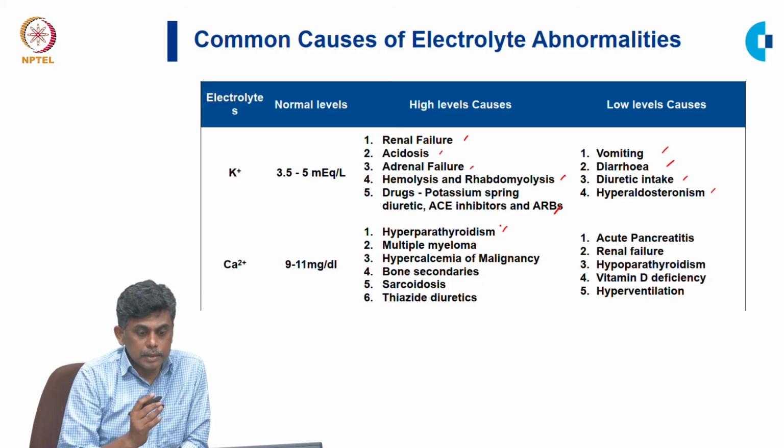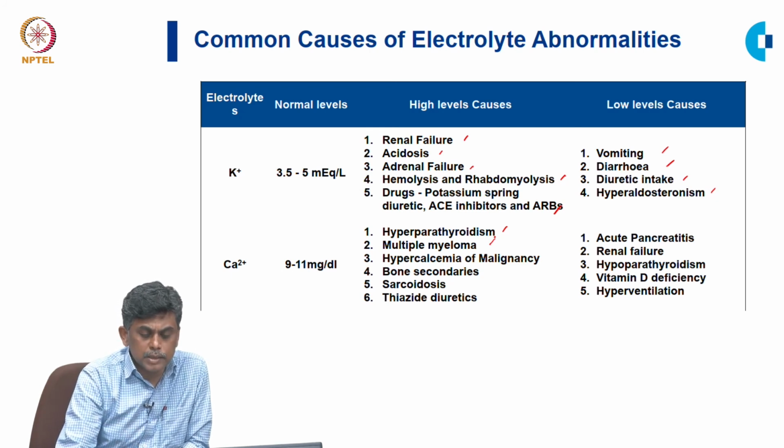So parathyroid is the important regulator of calcium. Parathyroid hormone absorbs calcium from the kidneys as well as from the intestine. So when the parathyroid is in excess, what happens? The calcium level increases in the body. Multiple myeloma is another cause.